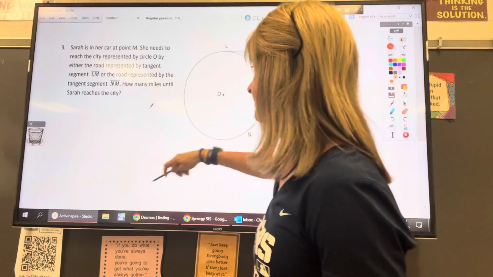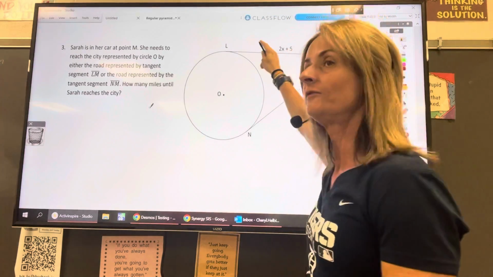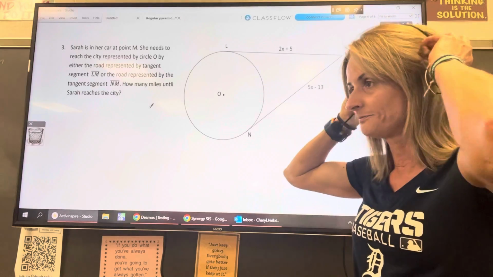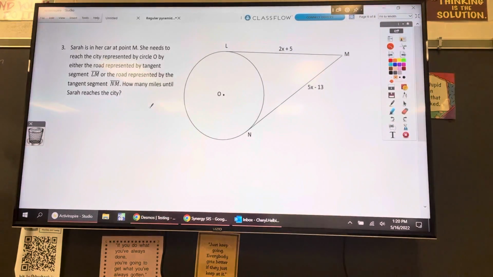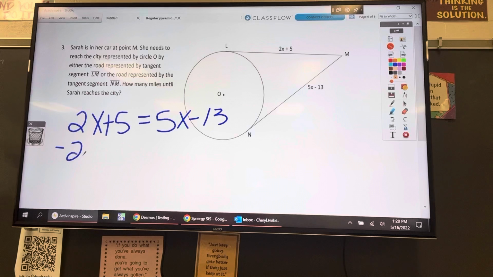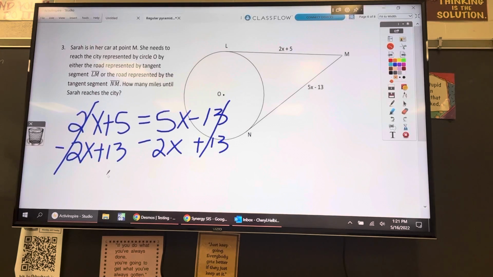Sometimes you have to read these problems more than once to figure out what they're asking. How many miles until Sarah reaches the city? So we're going to have to solve for x by setting these two equal to each other. Let's do that first. 2x plus 5 equals 5x minus 13. So I'm getting x is 6. Are you getting x is 6?